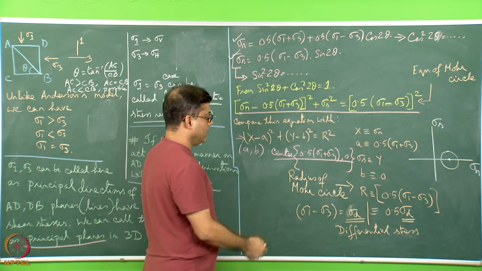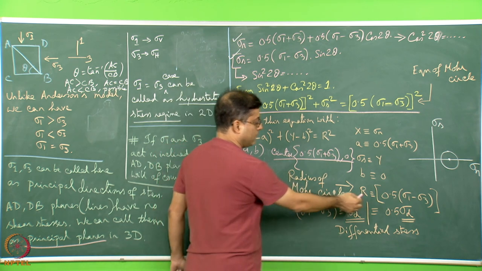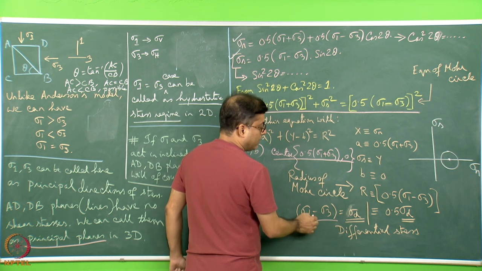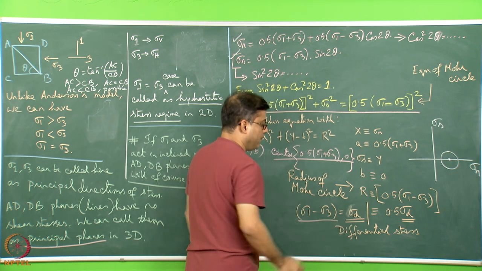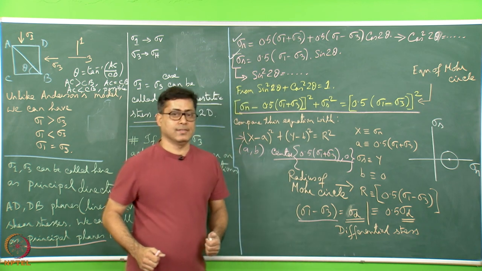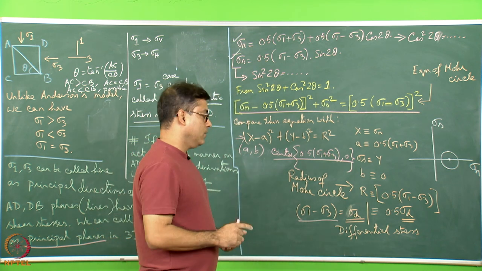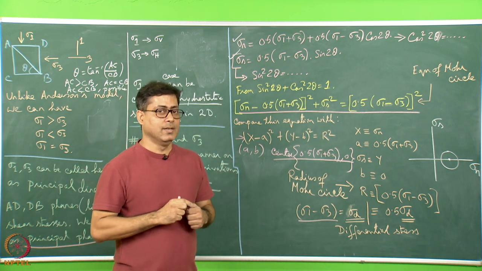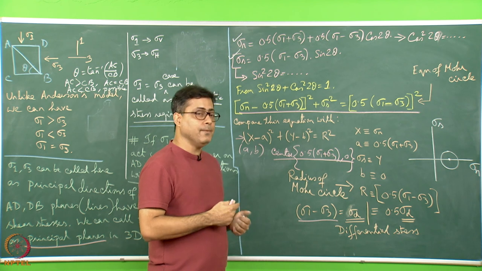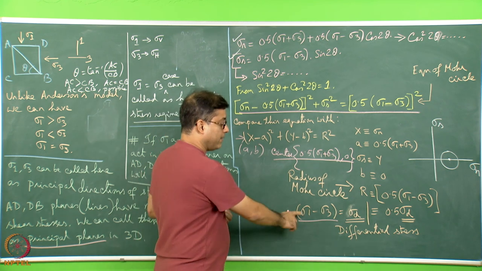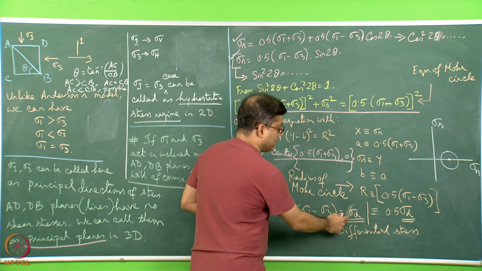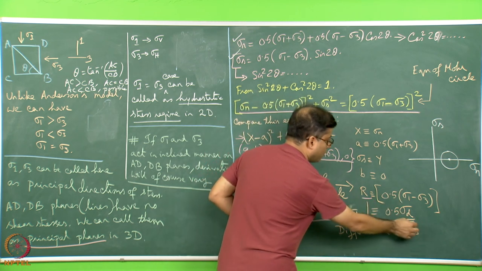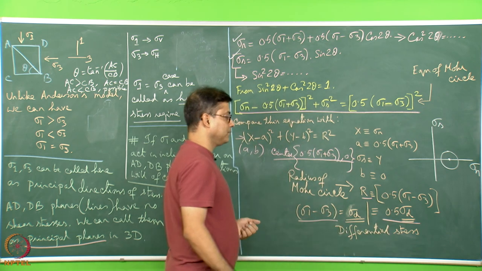Now having said so, let's look further at the radius of the Mohr circle. We said this is the radius. Now sigma 1 minus sigma 3 is sometimes written as sigma d, what we call a differential stress. Note this is not the deviatoric stress. Deviatoric stress and differential stress are different. In some lecture I have covered what is a deviatoric stress. This is different. So if I take this as sigma d and put here, it becomes 0.5 sigma d. So we can say the radius of the Mohr circle is 0.5 sigma d.